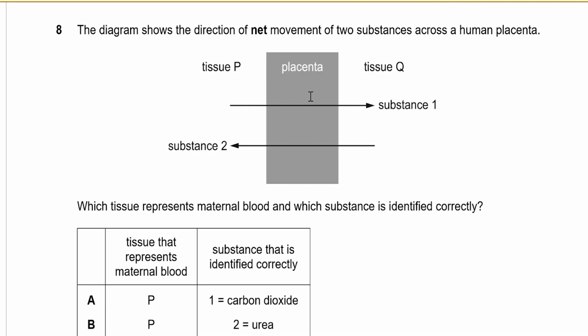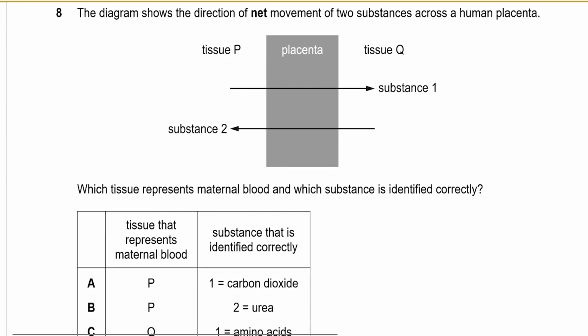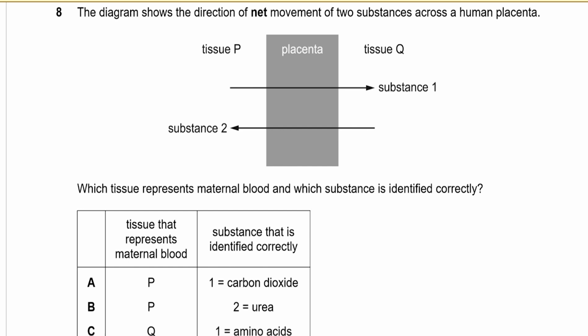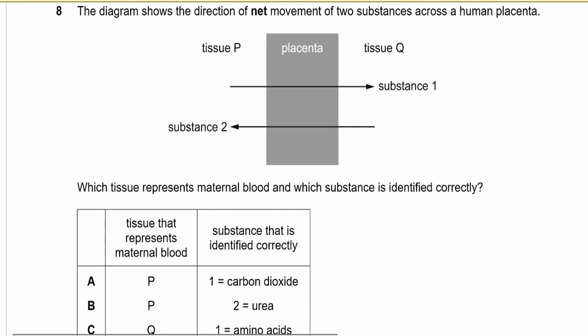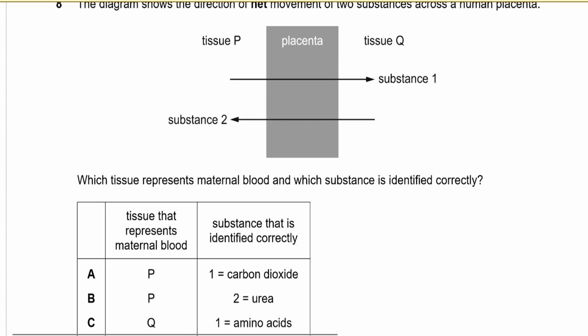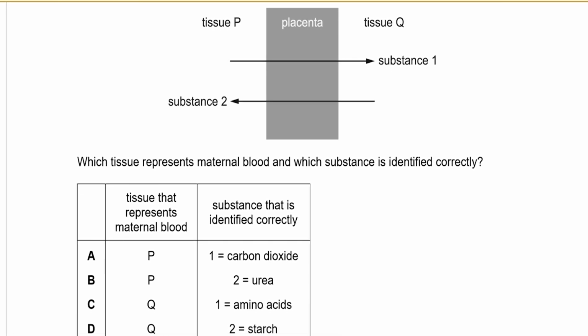Number 8 says the diagram shows the direction of net movement of 2 substances across a human placenta. So if this is the placenta, this is the maternal blood over here, and this is the fetal blood. Which tissue represents maternal blood and is identified correctly? Of course, tissue P is the maternal blood crossing the placenta into the fetal blood over here.